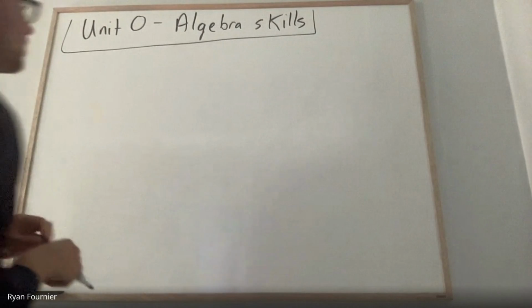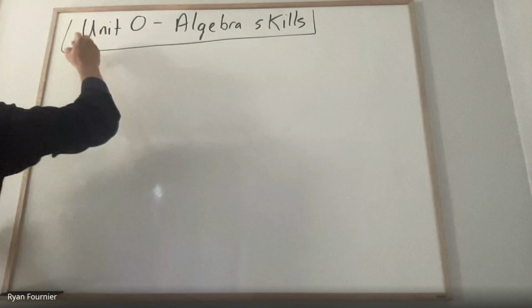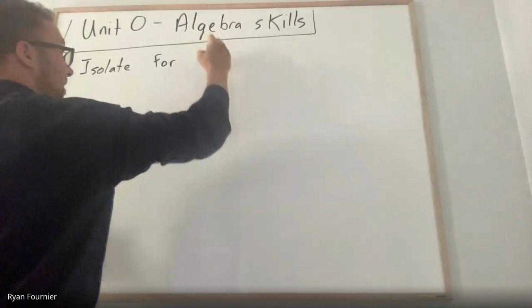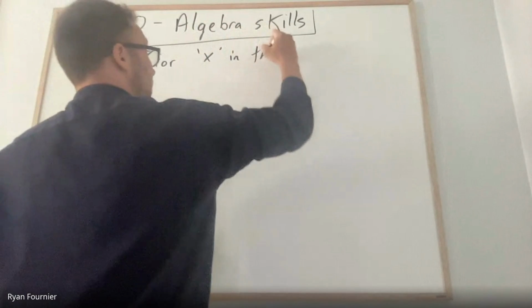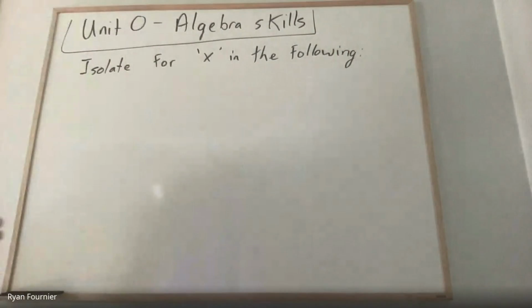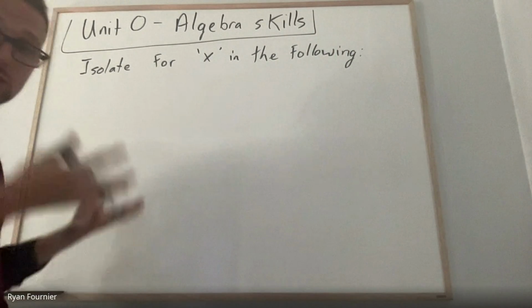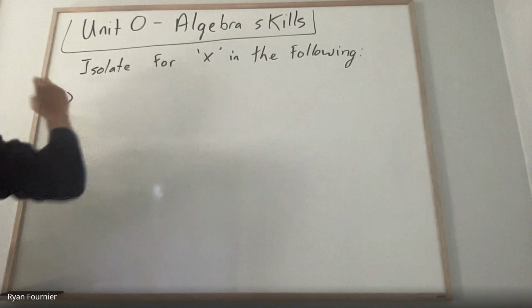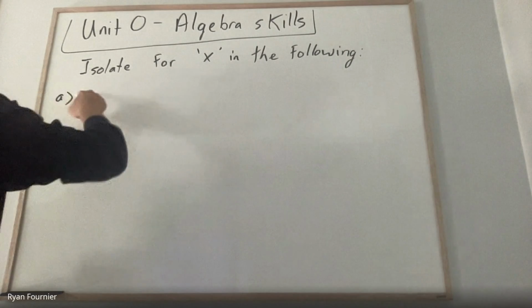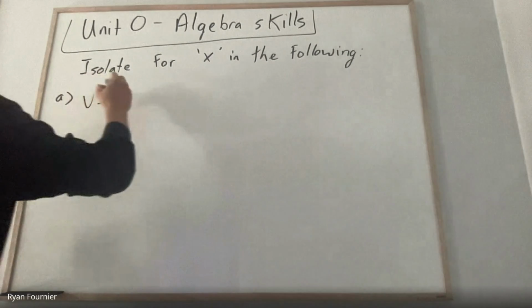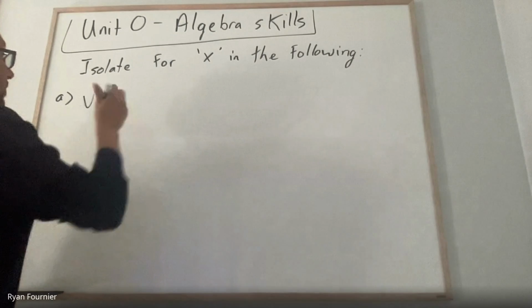So what we're going to do is I'm going to write: isolate for x in the following. Okay, I'm going to give you a series of equations here, and we're going to isolate for x. And again, there's no correct way to do this necessarily, as long as you're getting the right formula in the end. So I'll start off with this. We're going to go v is equal to x over t.